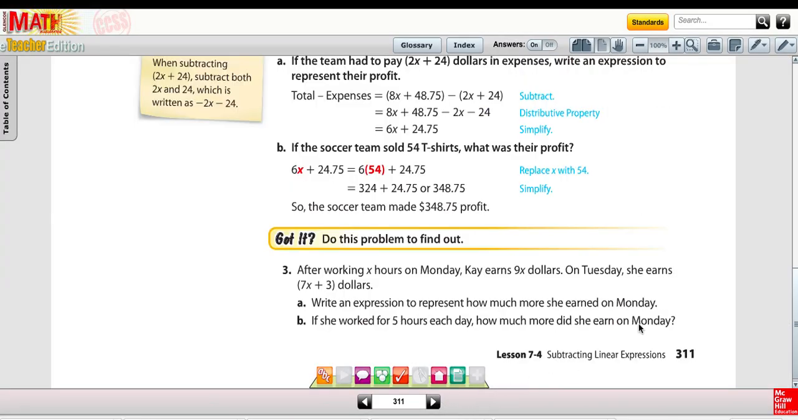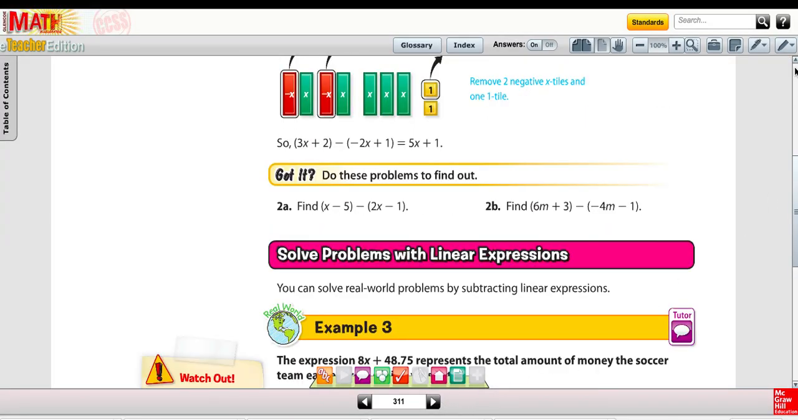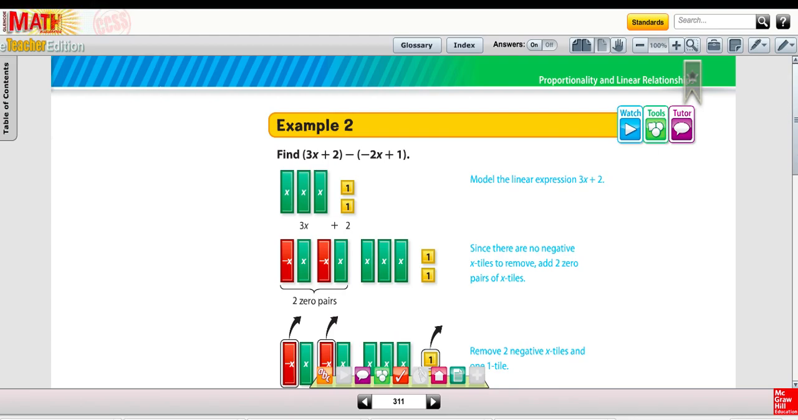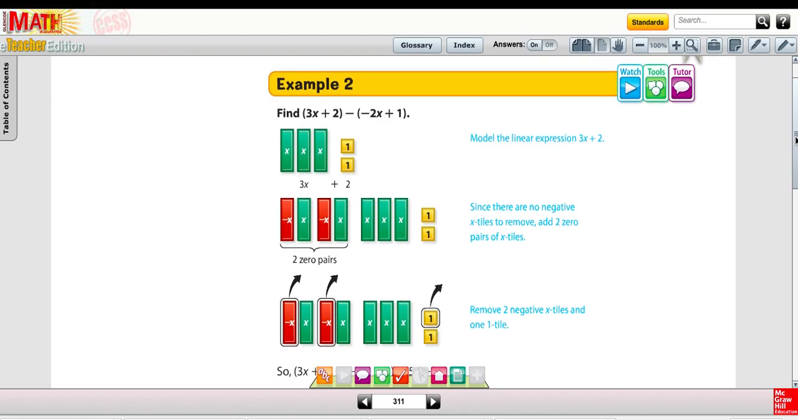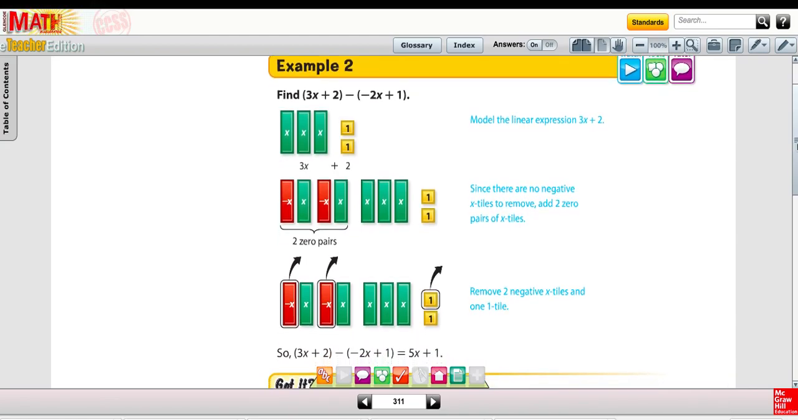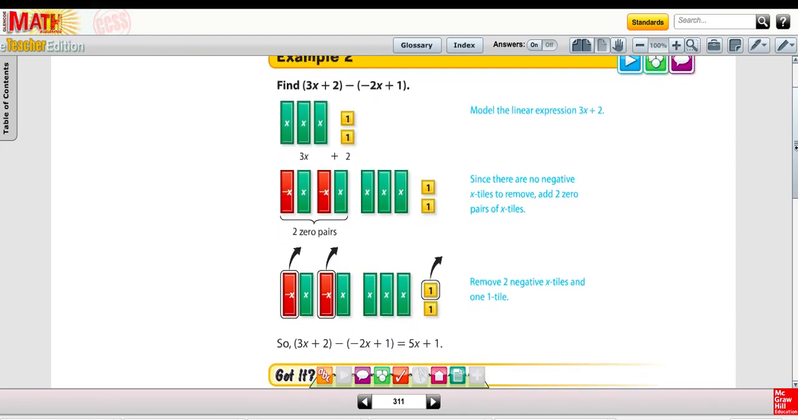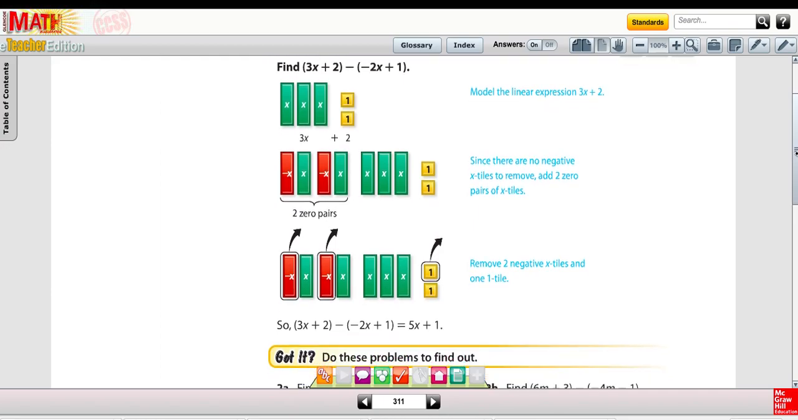At the top of page 311, we have another example using the algebra tiles. Okay, you can model those using the tiles and understanding how things cross each other out. A positive and a negative is a 0 pair. So again, seeing that a positive and negative cancels each other out.